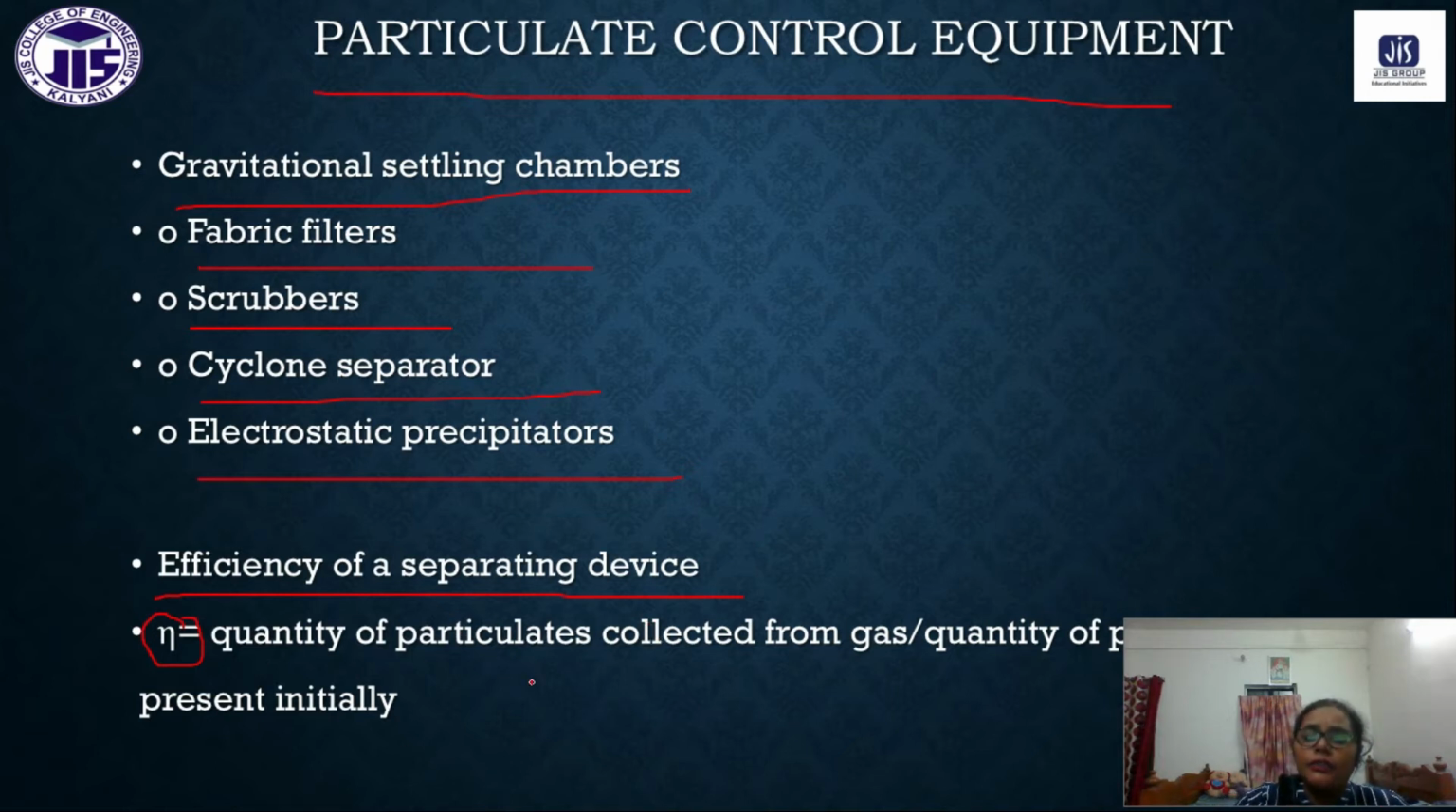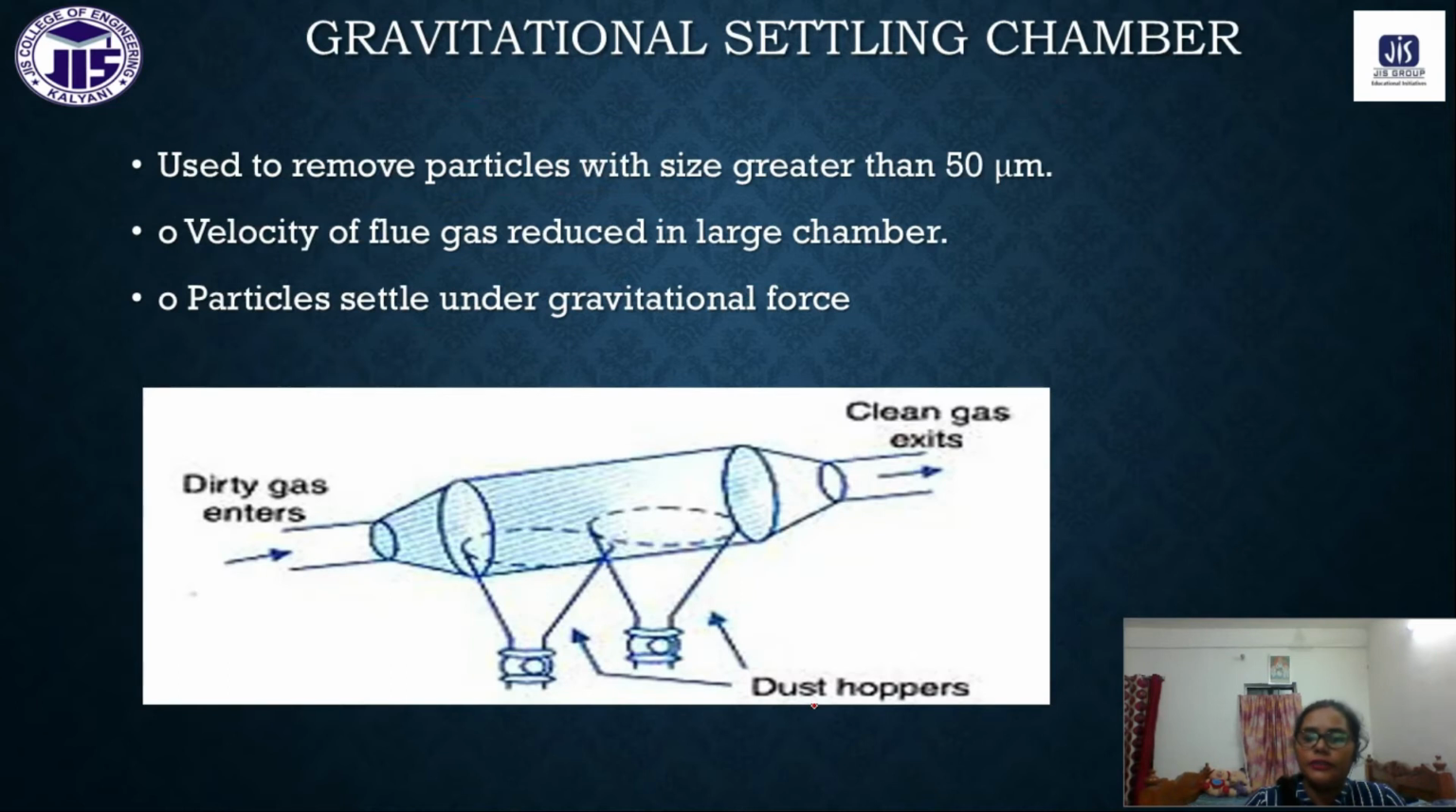By this equation we can know the efficiency of a separating device, or control device, whatever equipment we are using. Now, first of all, we have the gravitational settling chamber. In the gravitational settling chamber, we are using gravitational force. This is a chamber, and the polluted air will pass through it.